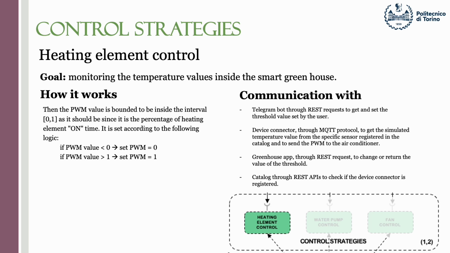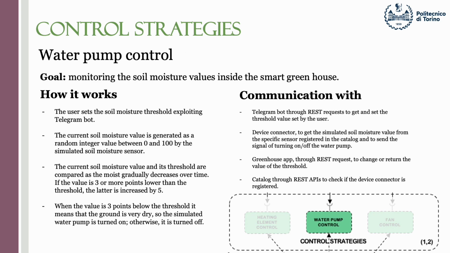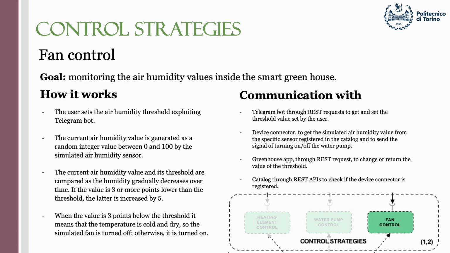Therefore, through a GET request, the control strategy can return the current value of the threshold or if it is set to the off status. The soil moisture control strategy receives the desired soil moisture value through a PUT request and the current soil moisture value through a GET request. If the current soil moisture value is more than 3 points lower than the desired one, the water pump is turned on through the MQTT protocol. When the soil moisture reaches the desired value, the pump is turned off. With the same strategy, the air humidity is controlled by turning on or off a fan.